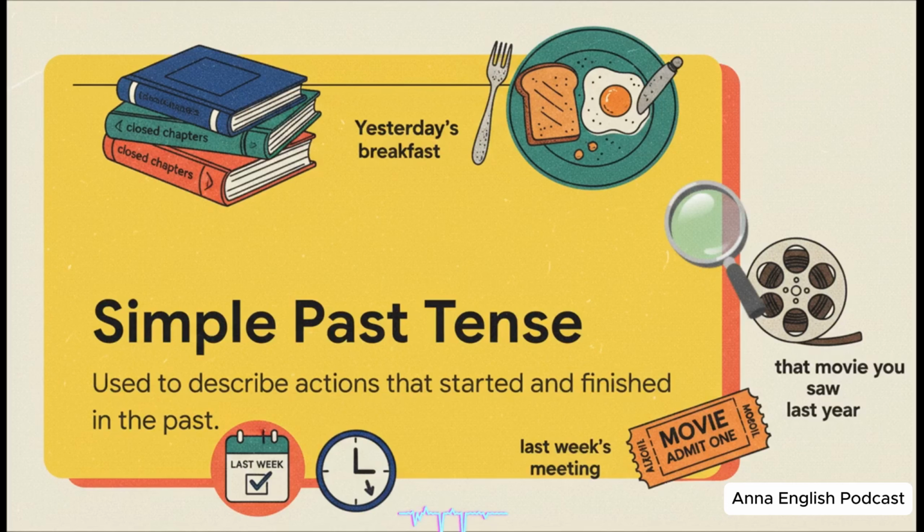Okay, so the main idea here is that we use the simple past for actions that are completely done, finished. They started in the past and they ended in the past. Just think of it like a closed book. Yesterday's lunch, that meeting from last week, the movie you saw last year. All of it is over and done with.